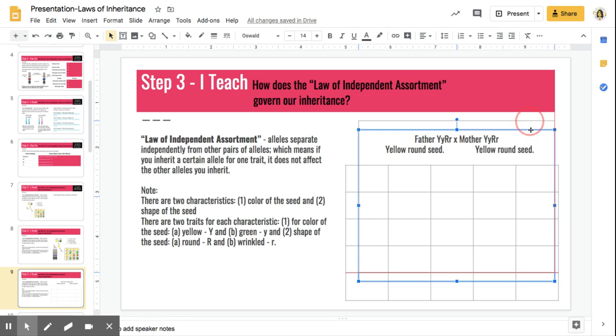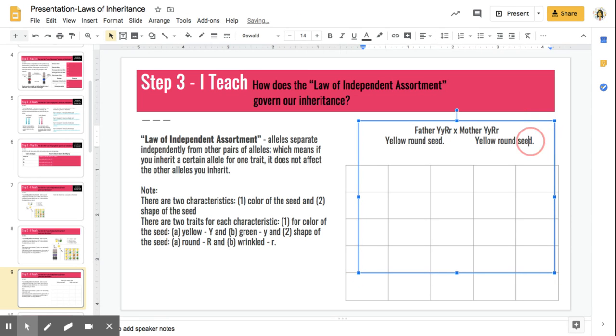Now, the challenge is to determine what are the possible alleles or combinations of alleles that could be passed on. Since they are independent of one another, it doesn't mean that if the father has the dominant allele for color and the dominant allele for shape, and also the recessive allele for color and the recessive allele for shape, then they should pair up already. It doesn't mean it's always going to be like this.